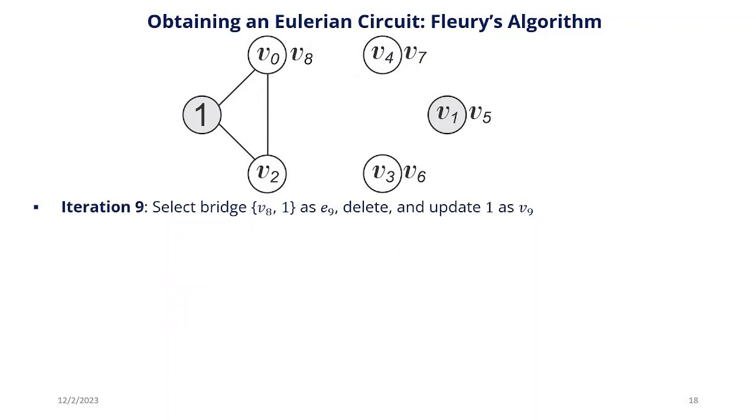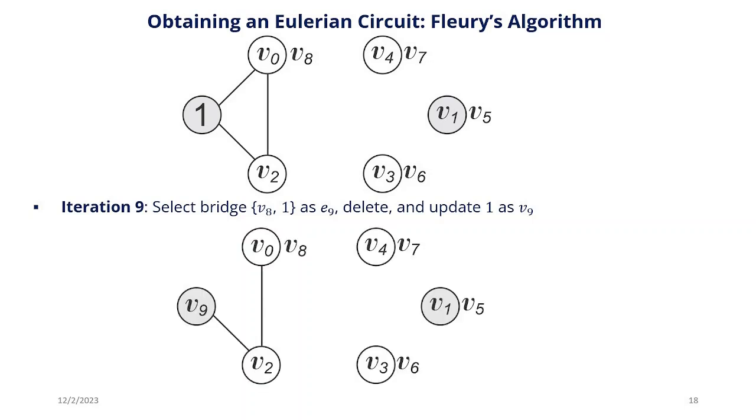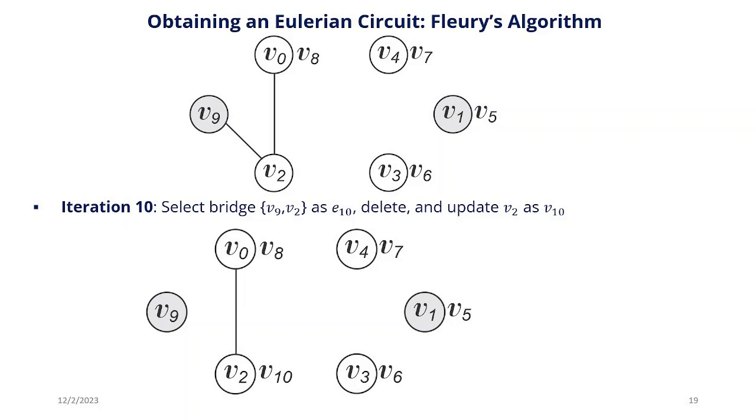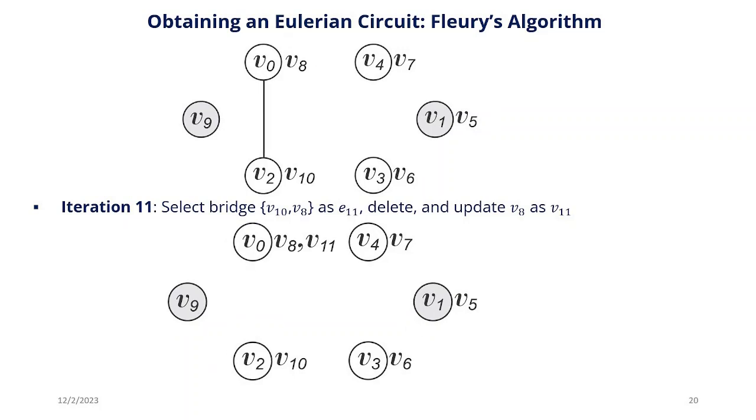Continue from there. Iteration 9. Select bridge V8, V1. Delete it and update vertex 1 as V9. Select bridge V9, V2. Delete it and update V2 as V10. Select bridge V10, V8 as E11. Delete it and update V8 as V11.